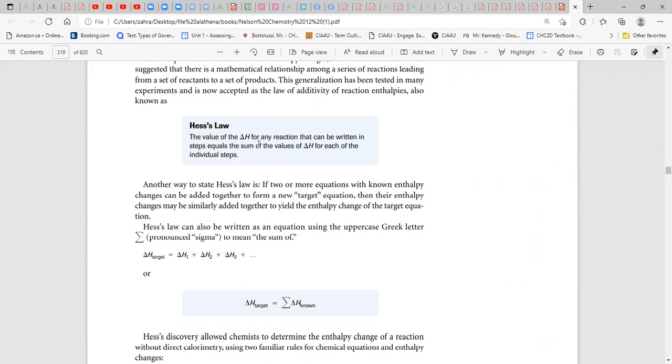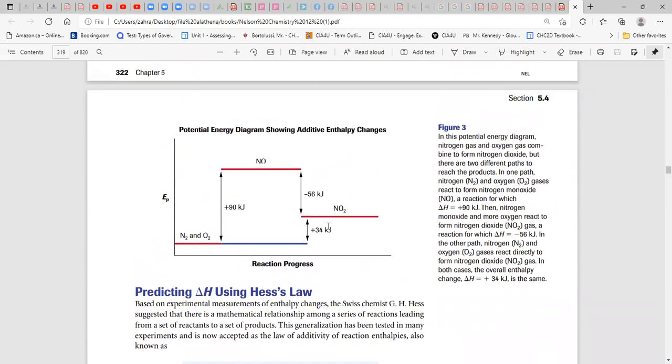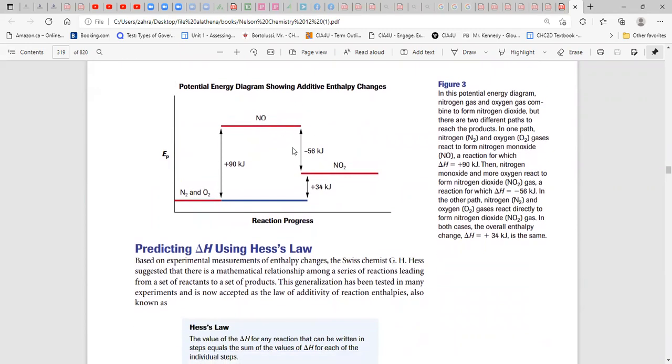The value of the delta H for any reaction that can be written in steps equals the sum of the values of the enthalpies for each of the individual steps. There's a two-step reaction here. The overall enthalpy change is going to be the addition of these enthalpies. For example, the overall enthalpy is when N2O2 gets to NO2, right? The initial going to final.